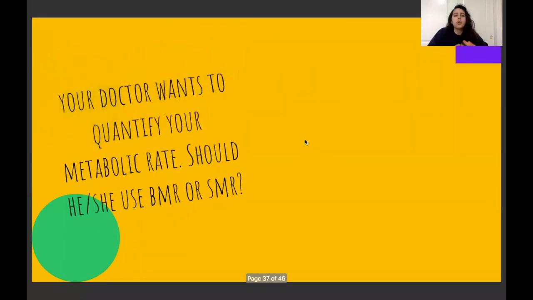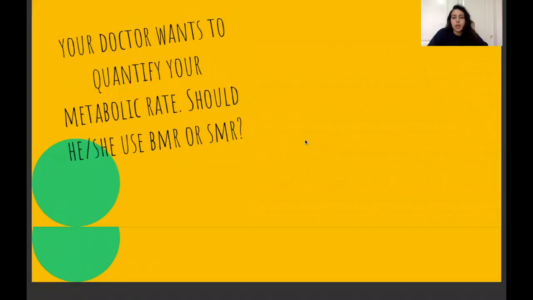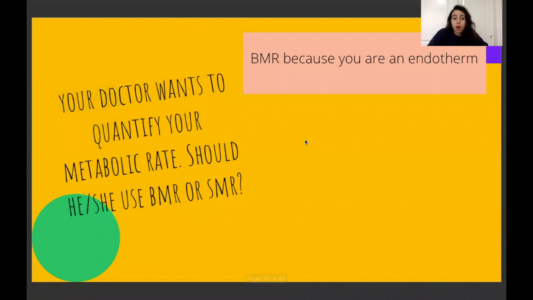Okay, your doctor wants to quantify your metabolic rate. Should he or she use BMR or SMR? Your doctor should use BMR because you are an endotherm. That's a differentiation between BMR and SMR. It's whether you're an endotherm or an ectotherm, or at least one differentiation is BMR, endotherm, SMR, ectotherm.